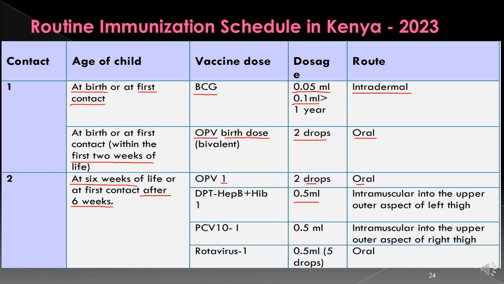So it is given via IM route, where? On the left thigh, upper outer aspect. These landmarks are very important for you to know. Pentavalent 1, 0.5 ml on the left thigh, upper outer aspect or the lateral upper aspect of the left thigh.